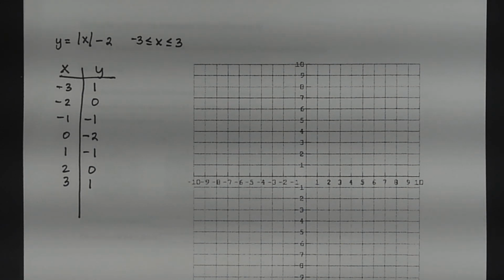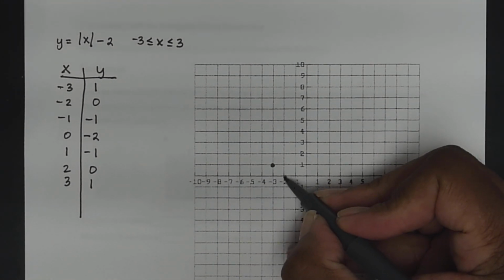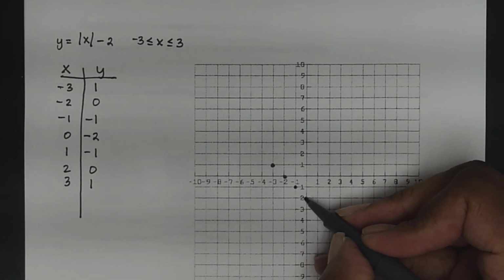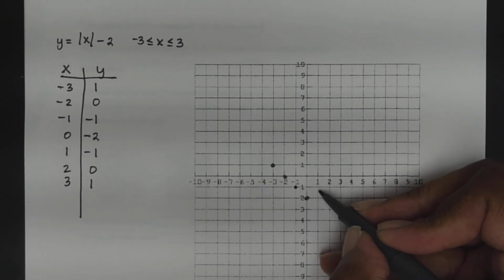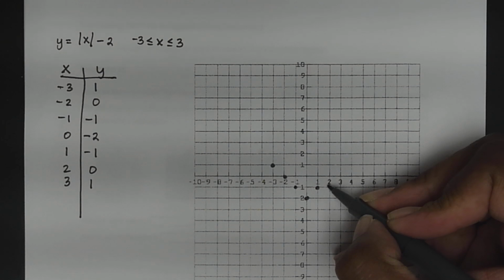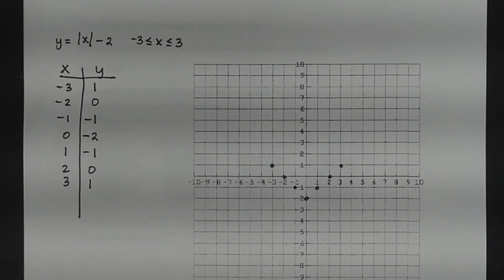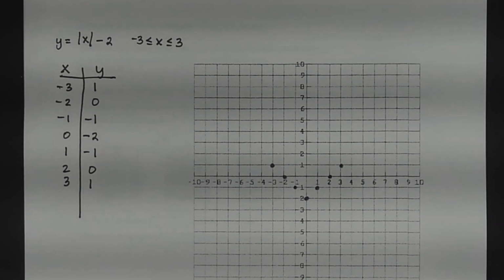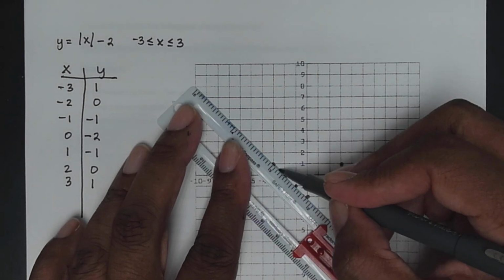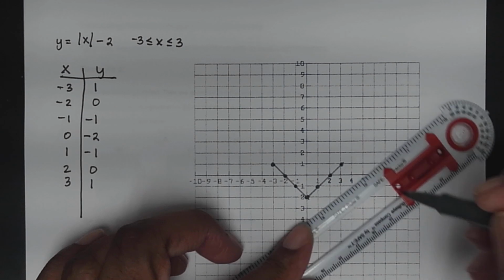So in this case here, -3 and up 1, -2, 0 on the x-axis, -1, -1, 0, 2, 0, -2, then 1, -1, 2, and 0, 3, and 1. So we have that familiar V-shaped graph where it is shifted down 2 places. Okay, and I'm going to restrict this from -3 to 3.